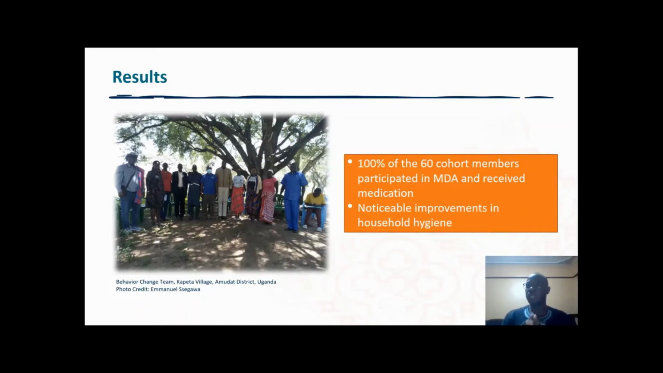Then there were also noticeable improvements in household hygiene and sanitation in the villages where the influencers were working when you compare them with the villages where they were not working. So the solutions they implemented around hygiene and sanitation worked well in these villages, and that's why they were looking cleaner and better managed than the villages where the influencers were not working. In Amdat and Nabilatuk, we don't have results yet for the cohort members who accessed treatment, but the pre-MDA intention data we have indicates that we are going to get good results among the cohort members.